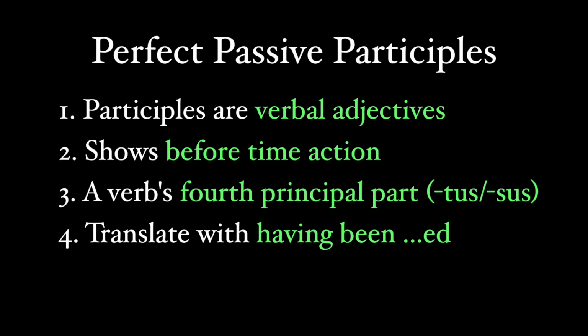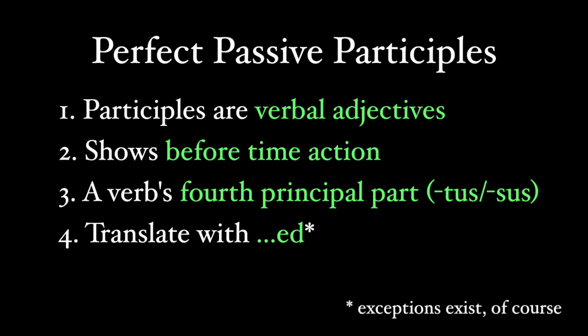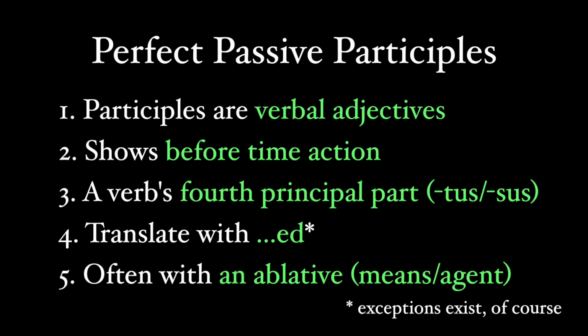We translate perfect passive participles in English with a having been, followed by the -ed form of the verb, or even without this having been, but with just that -ed form of the verb. And there are irregular exceptions in English that do exist. Finally, the perfect passive participle will often, but not always, be accompanied by an ablative that shows who or what is doing the action, either an ablative of means if the doer is an object, or an ablative of agent with the preposition ab or a if the doer is a person.